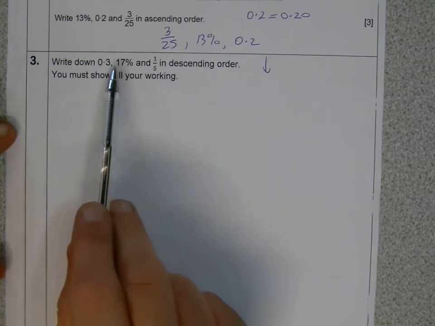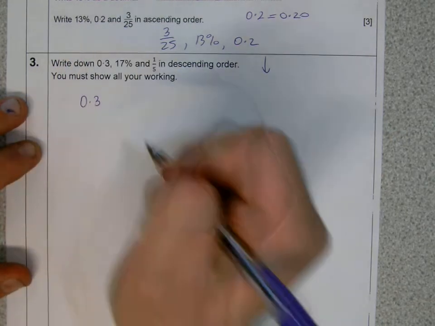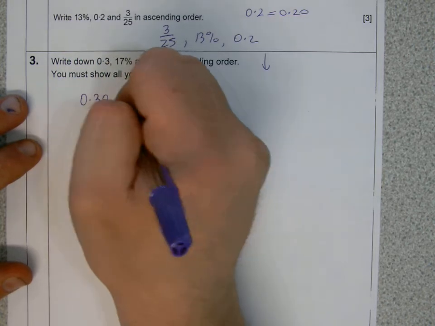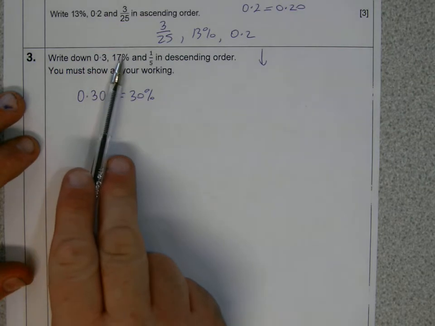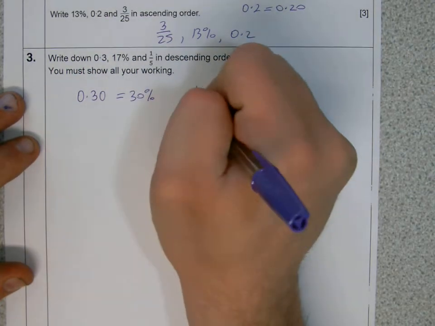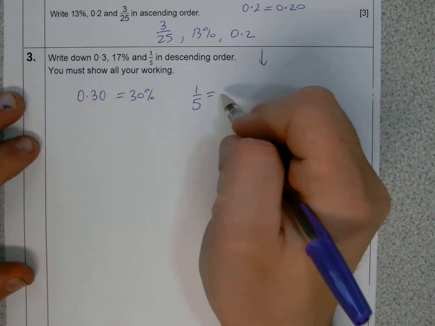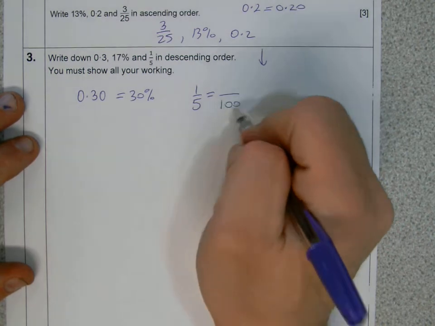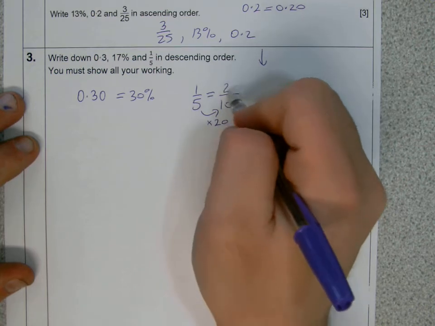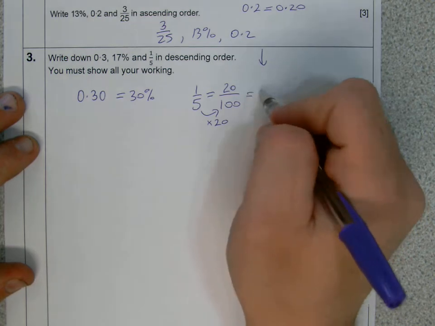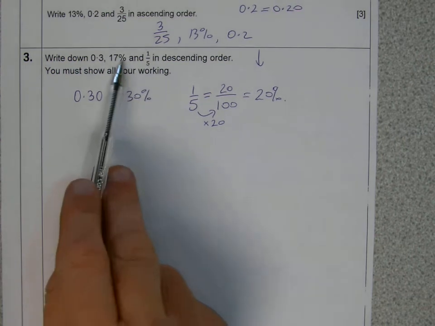It does say show all your work. So I'm going to change them all to a percentage. If you remember, 0.3 is actually the same as 0.30, so that would be 30%. We've got 17% already as a percentage. 1/5 as a percentage: if you don't know what that is already, we can scale it up, can't we? Out of 100, and 5 goes into 100, so you've got to times it by 20. So times the top by 20, and you get 20 out of 100, which is 20%. So you can see we've now got everything in percentages. That one's already done for us.